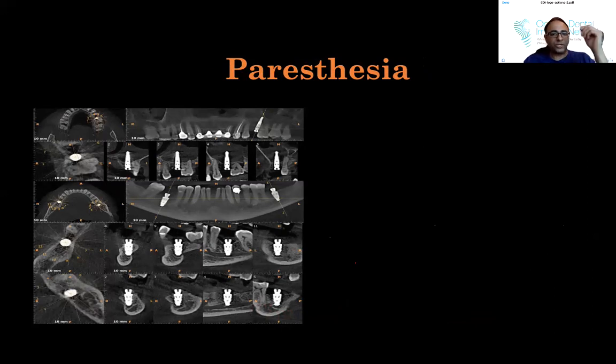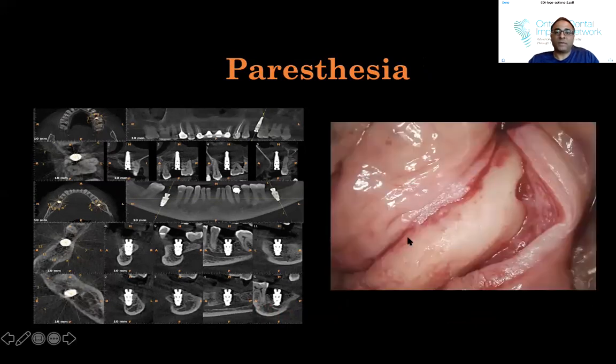Okay. And this is a case actually, I'm in Brampton, so I see a lot of work from India, and this was a case done about 6 months ago, and the patient had bilateral loss of nerve sensation, both sides, and both implants perforated the nerve, and then an implant was sticking into the sinus about 10 millimeters, it was a 13 millimeter implant. So how does that happen, right? How does this happen? It happens.